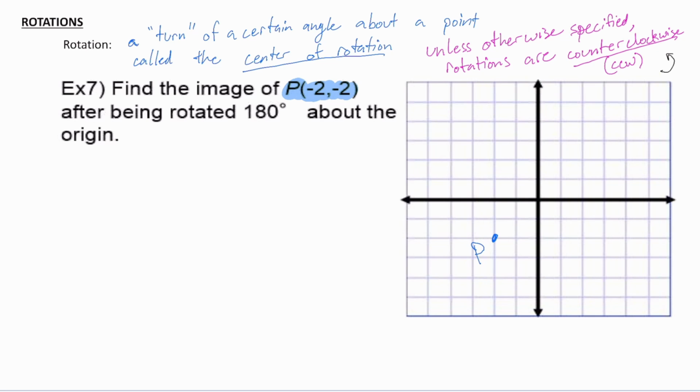And then I want to rotate this 180 degrees. Now, one thing to note that's special about 180 degrees is this will be the same if you go counterclockwise or clockwise. So this first one is counterclockwise, going that way, and then clockwise is going this way. So let's look at how we would go about doing this.